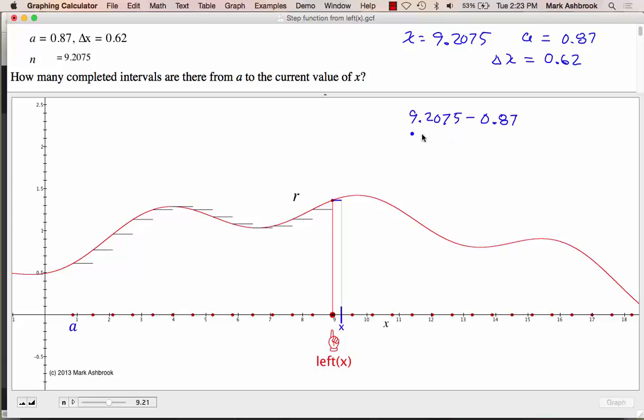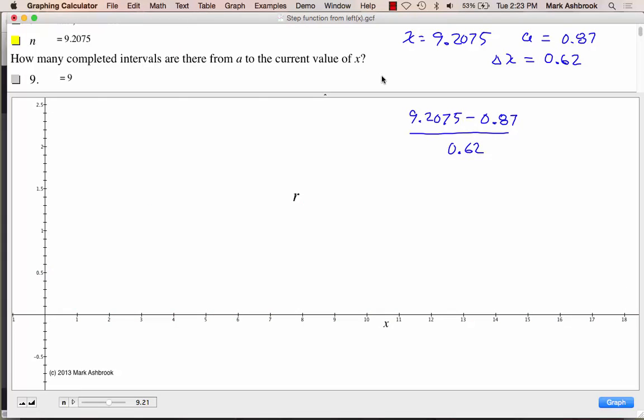And then you did what? And you divided by delta X. And what did that do? What was the purpose of that? Okay. So we're asking how many 0.62s would fit into that change in X. That's basically how many intervals there are, right? So when you do that calculation, what do you get? (9.2075 - 0.87)/0.62. And you get 13.448. And so I thought you said there were 13 completed intervals.